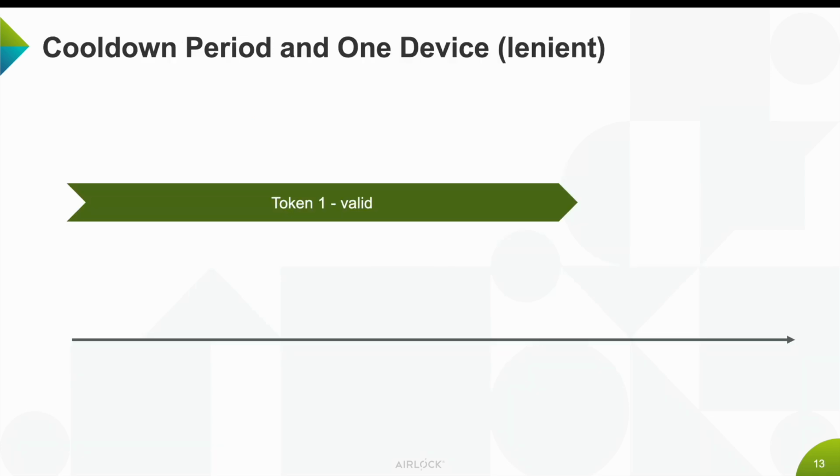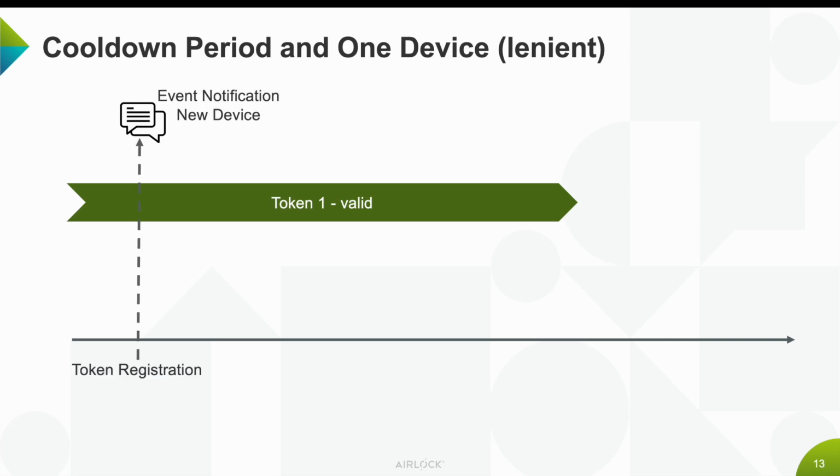The first one is what I call lenient. So it's actually easy on the user. You have from left to right the time axis, and you see that there is a token 1 in green, it's valid. So there is a new token registration happening, the user adding a new mobile phone, and immediately we're sending an event notification about the new device.